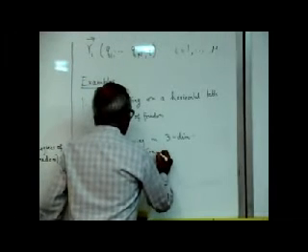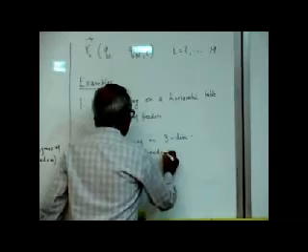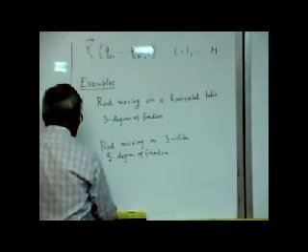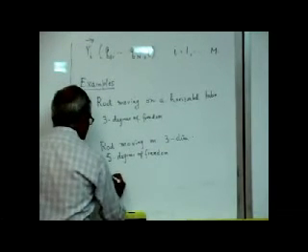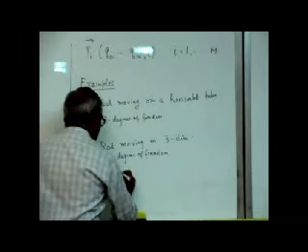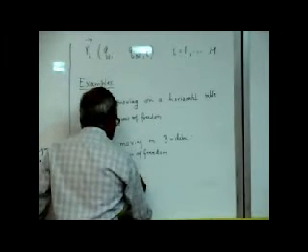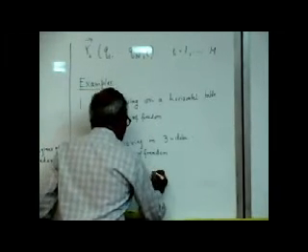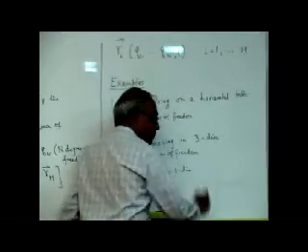The rigid body moving in 3 dimensions: how many degrees of freedom? 6 degrees. To see this, the following is the situation. Let's consider this as the rigid body.